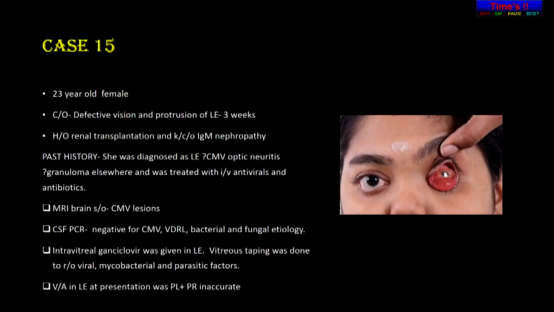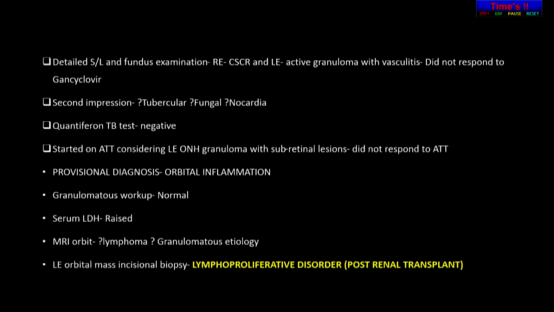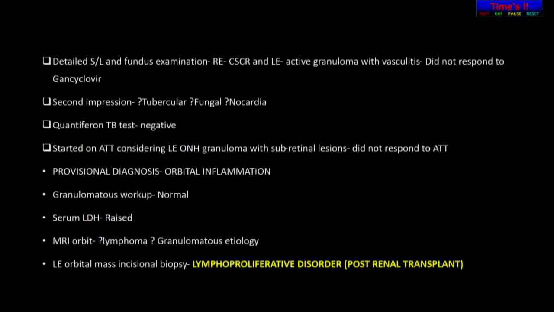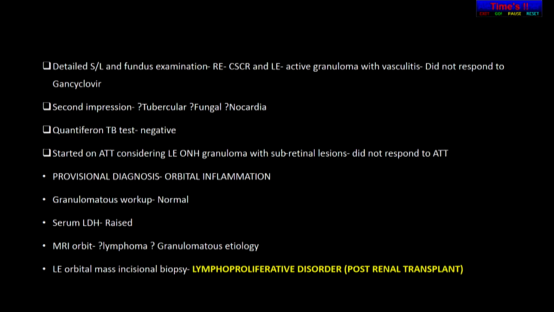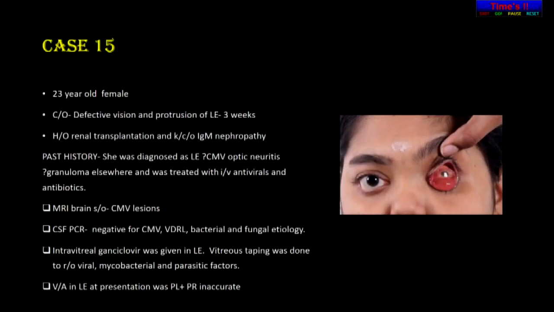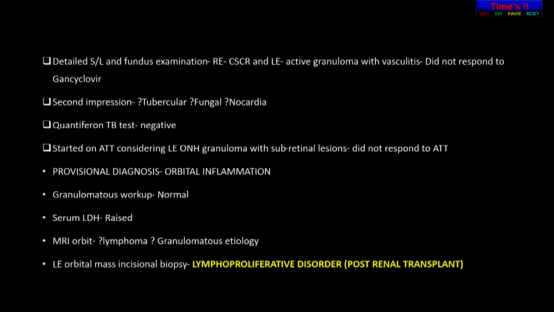And this was the last case, a 23-year-old who came with sudden protrusion of the left eye for 3 weeks, and she was already diagnosed as CMV optic neuritis in our hospital. But the loss of vision was sudden for 3 weeks, and MRI revealed lymphoma or granulomatous etiology. She was a case of post-renal transplant. So biopsy came out as lymphoproliferative disorder.